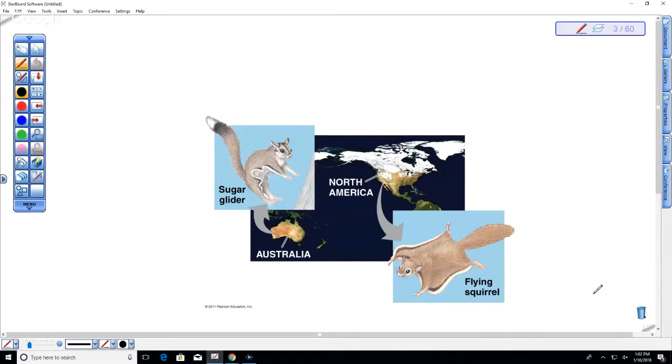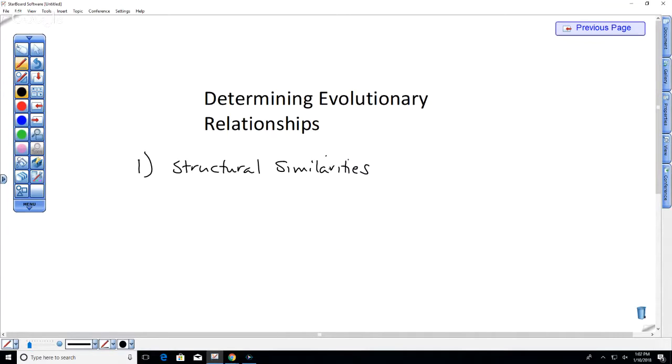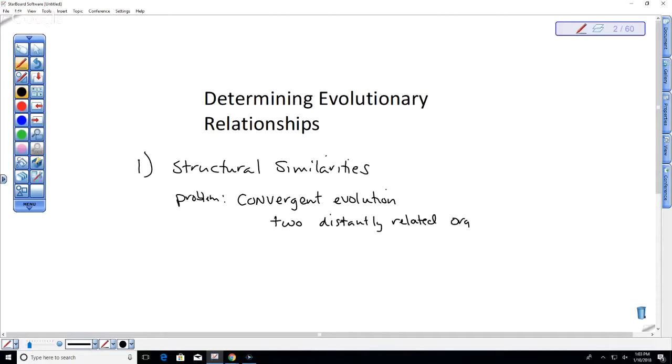So does anybody know what it is called when two distantly related organisms evolve to have similar structures? Yes. So it's called convergent evolution. So I'm going to put problem here with looking at structural similarities. So con means coming together. And so this means that two distantly related organisms evolve to have similar structures.